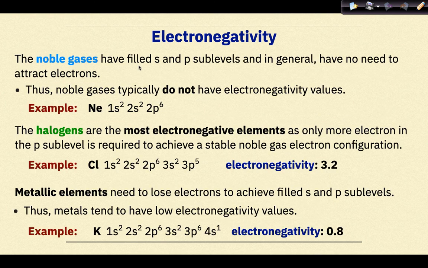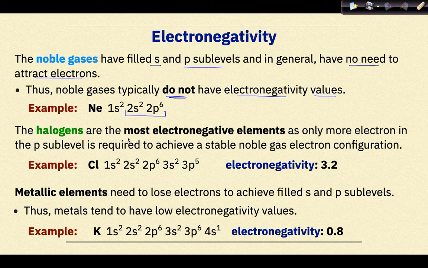The noble gases have filled s and p sublevels, and in general, have no need to attract electrons. Now, yes, there are a couple of exceptions to the rules, but we'll deal with those later. Thus, noble gases typically do not have electronegativity values. So, for example, neon does not have an electronegativity value because if we look at its valence electrons, the 2s and the 2p sublevels are completely filled, so they do not need to attract any electrons to themselves.